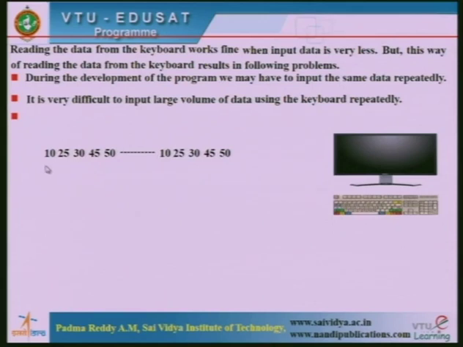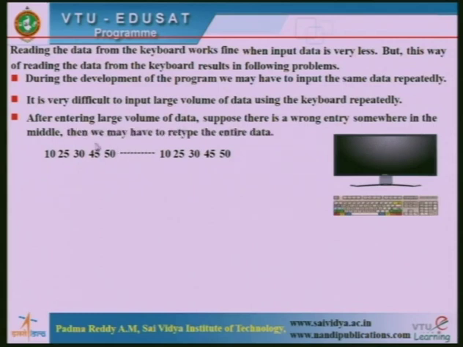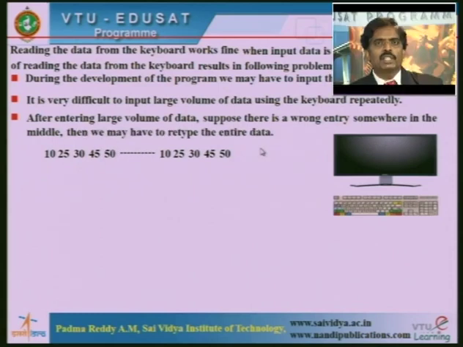Suppose I have some 100 numbers here, 10, 20, 30, 45, 50 and so on, then again 10, 25, 30, 45, 50 and so on. After typing 100 numbers from the keyboard, later I realized that there is a problem in the third number. Instead of 35, I have written 30. Then I have to remove all these numbers and retype them, with 35. So after entering a large volume of data, if there is a wrong entry somewhere in the middle, we may have to retype the entire data.